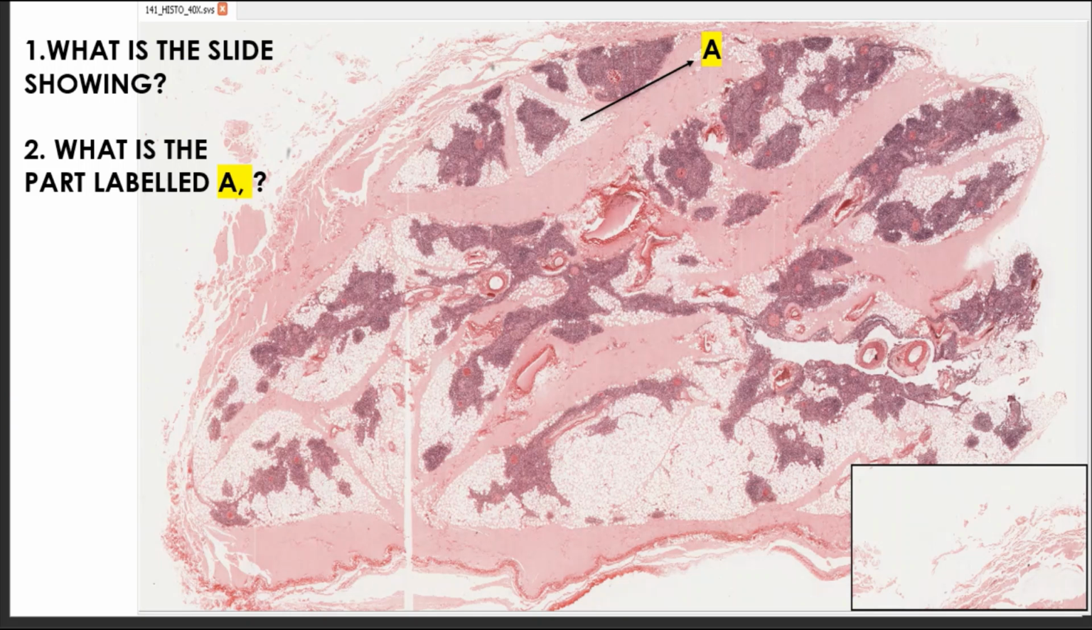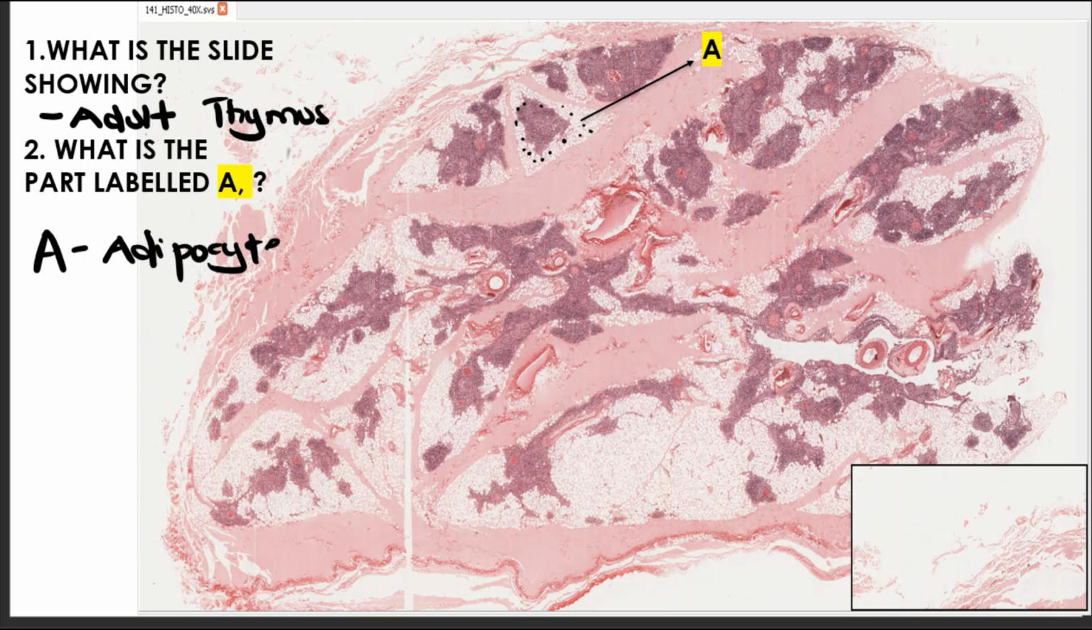What is this slide showing? This is the adult thymus. You can see the fat cells. So these are adipocytes that have infiltrated the lobules of the thymus. So this is the adult thymus. A are simply adipocytes that have infiltrated the thymus.